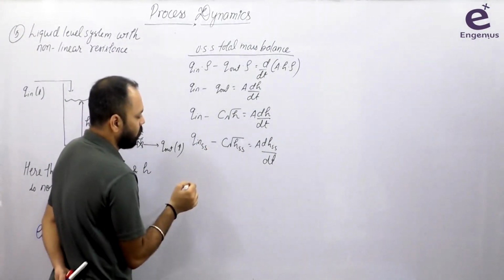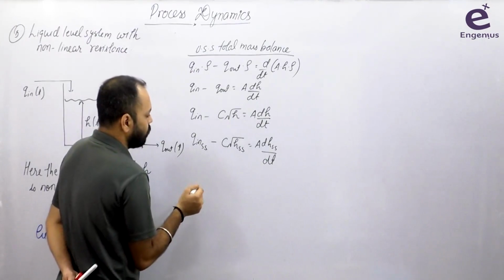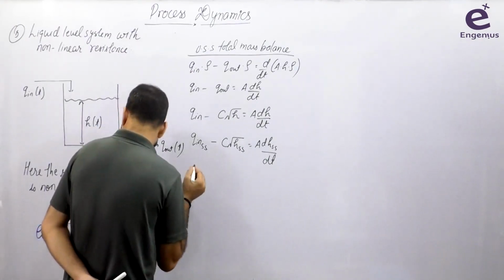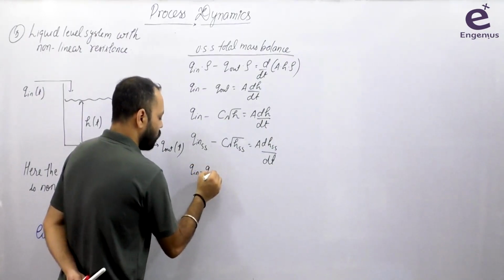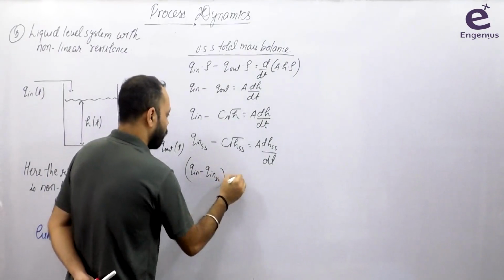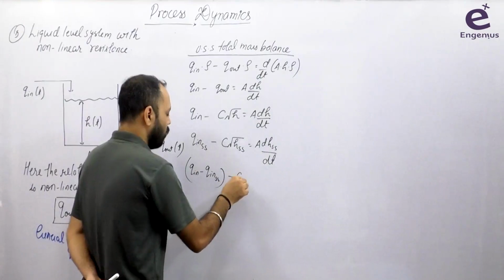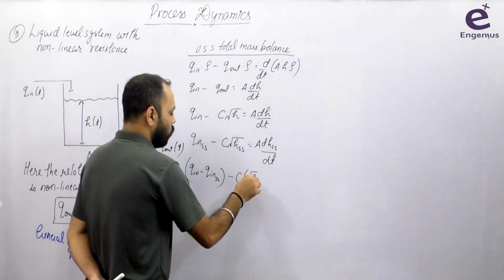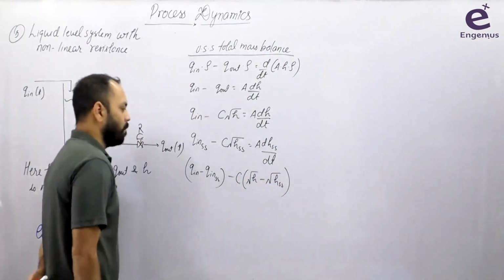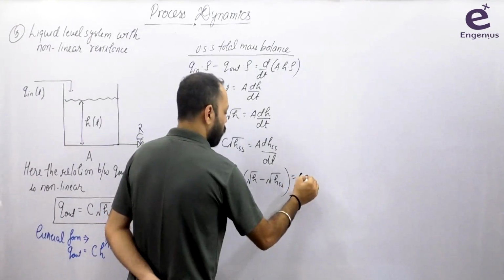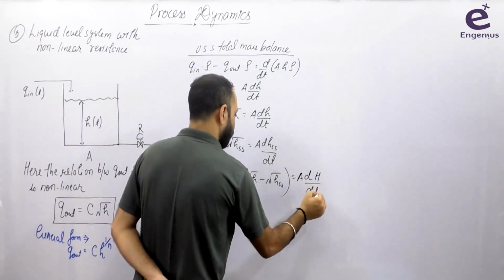Now let us write this in the form of deviation variable. Fine, and that deviation variable will be Q in minus Q in SS, all the steps are set, minus यहाँ पे भी कर सकते हैं, that's what I was thinking, चलो कोई बात नहीं, C root h minus root hss is equal to A dh by dt. I mean h minus hs by dt को लिख दिया A dh by dt.